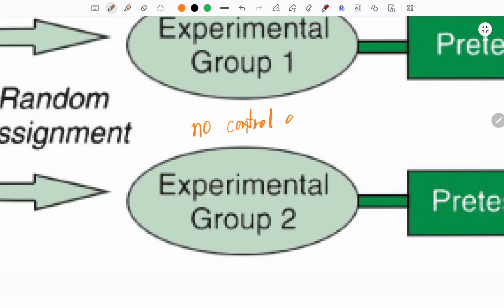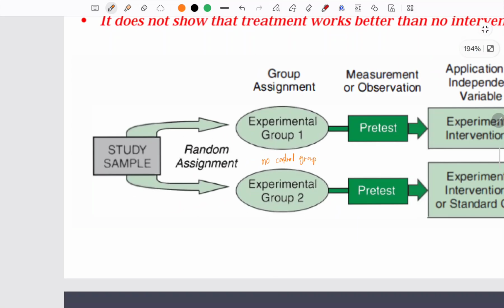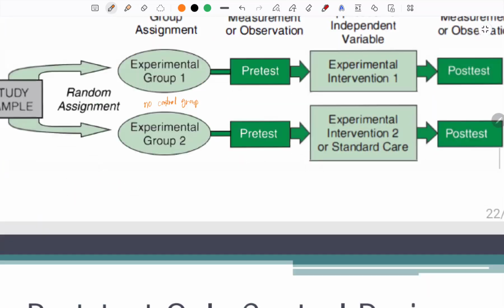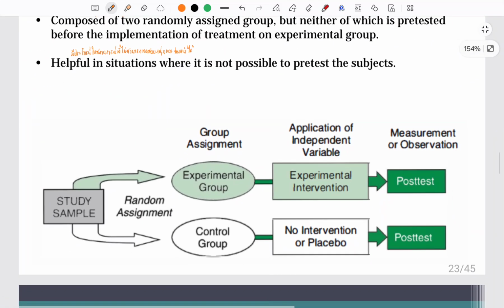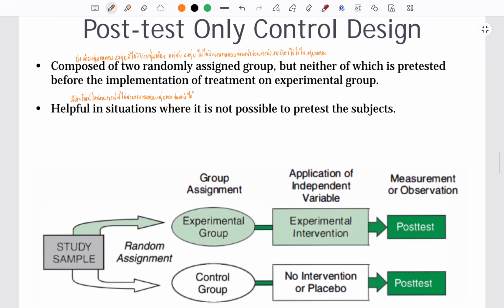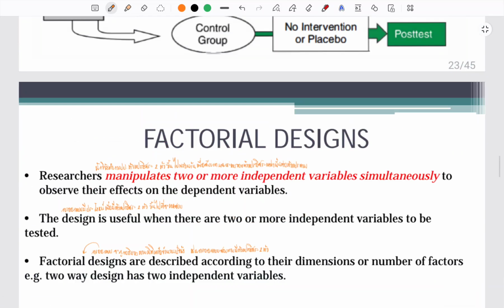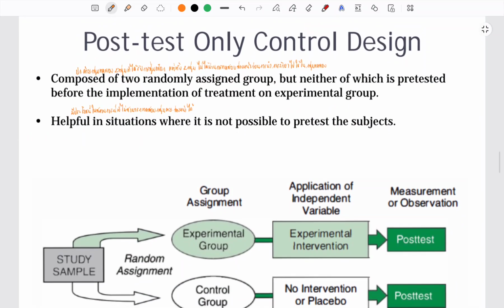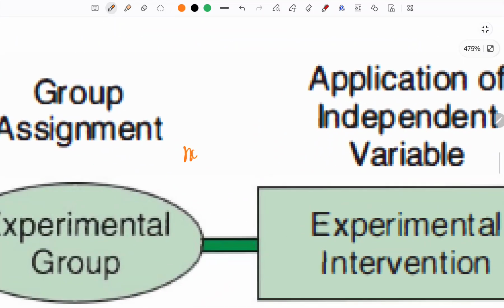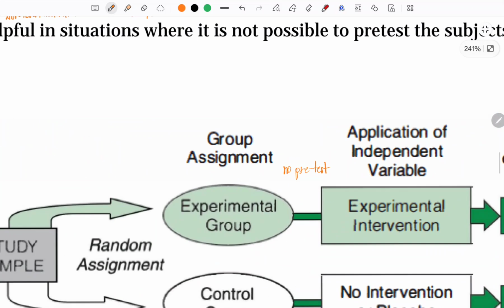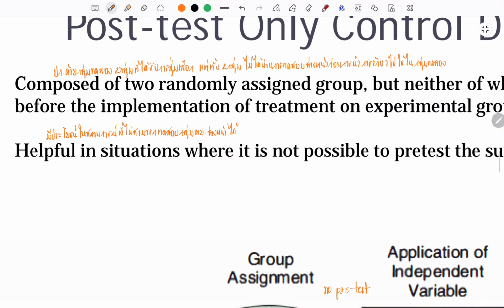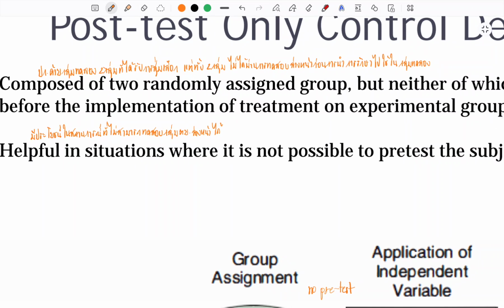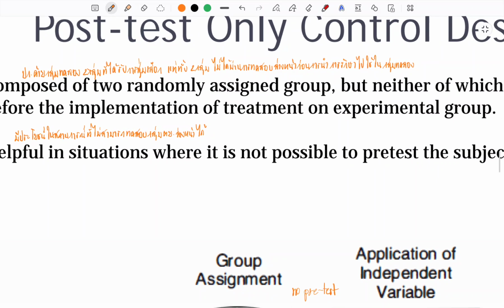Okay, the next one, post-test only control design. This design consists of recruiting the subjects and then randomizing them into experimental group and control group. Then you go on to the intervention without any pre-test, and after the intervention, you assess the post-test. This design will be helpful when it is not possible to pre-test the subject.